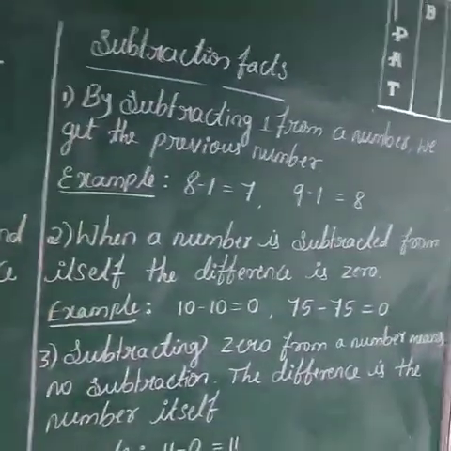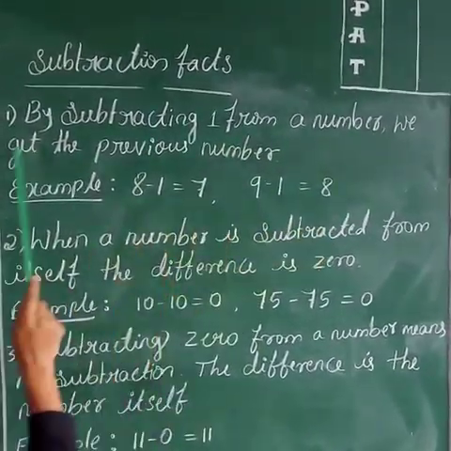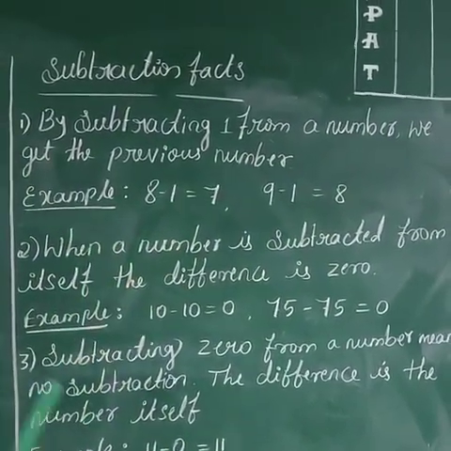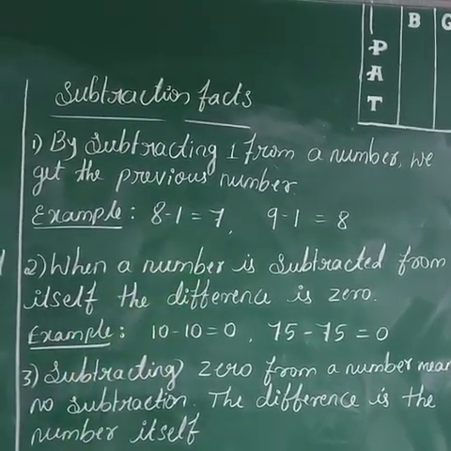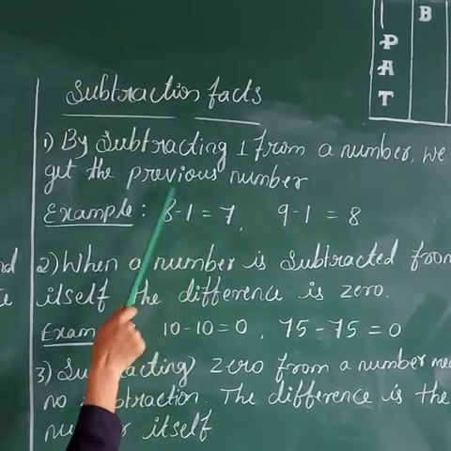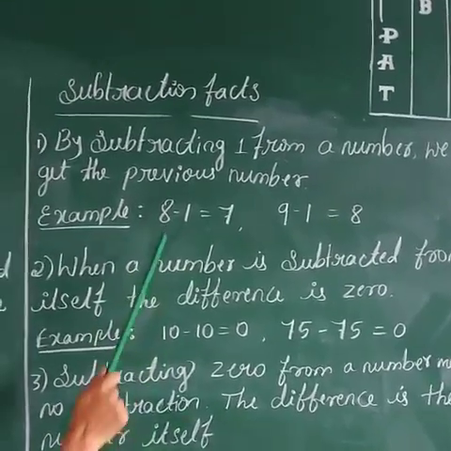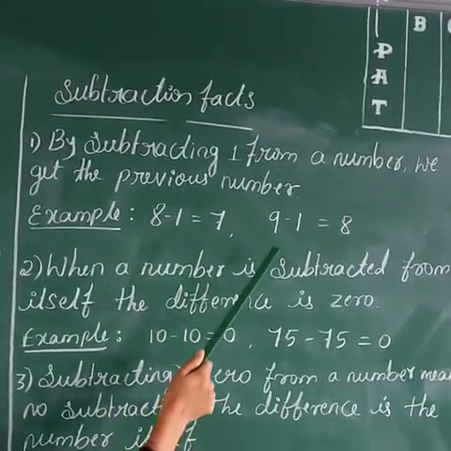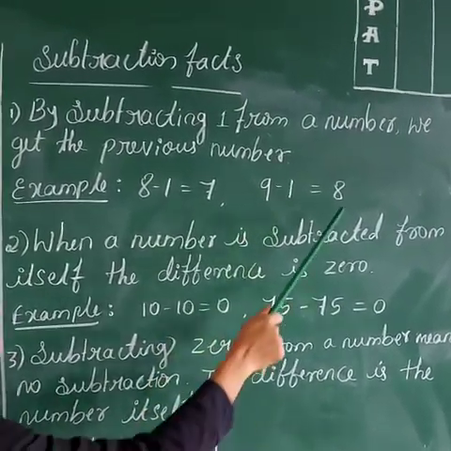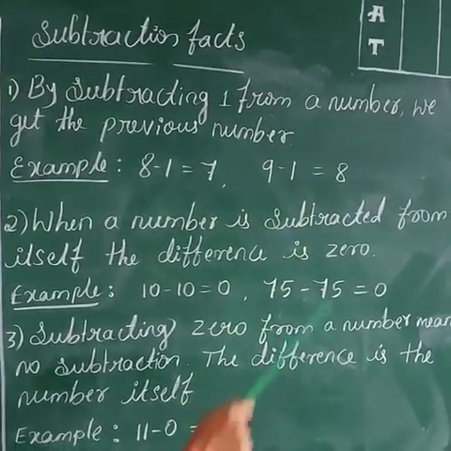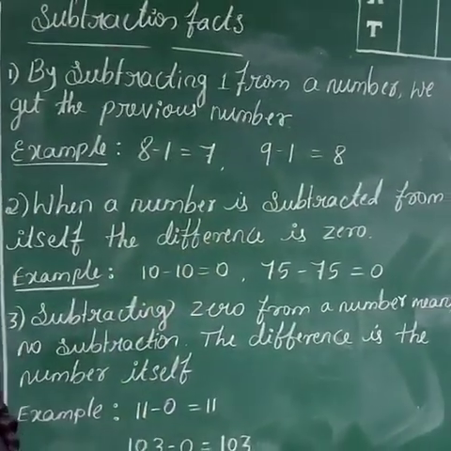The first fact of subtraction is, by subtracting 1 from a number, we get the previous number. So students, when you subtract 1 from a number, you will get the previous number of it. See, 7 is the previous number of 8, or you can say 7 is the predecessor of 8. See one more example, 9 minus 1. When you subtract 1 from 9, you will get the previous number of 9, that is 8, or else 8 is the predecessor of 9.